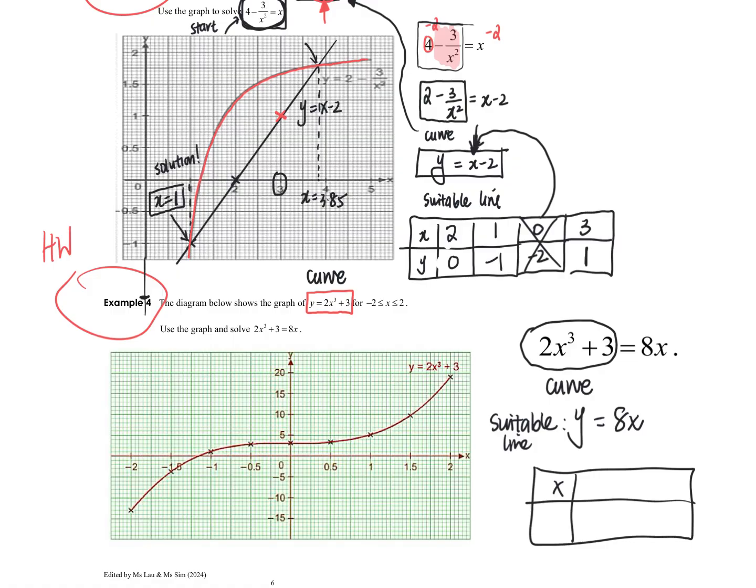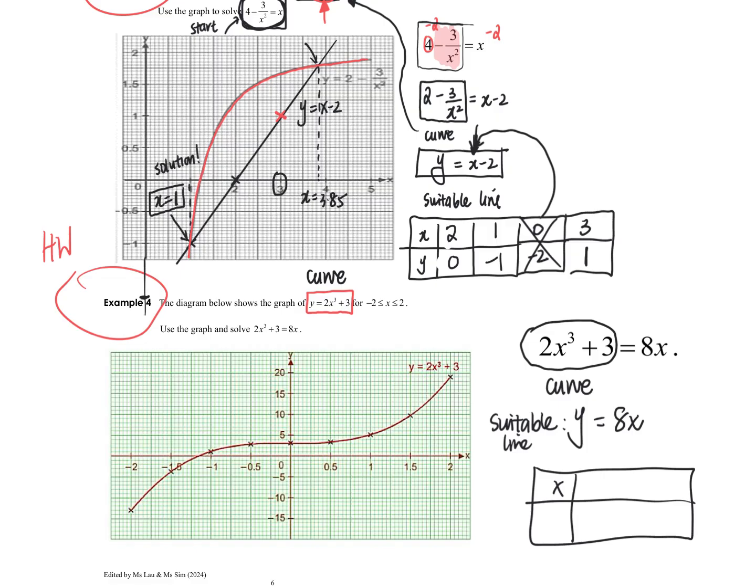What do we do with the negative 2 less than x less than 2? No, this one just tells me my x value is from negative 2 to 2. That's why I plot my graph from there, that's all.